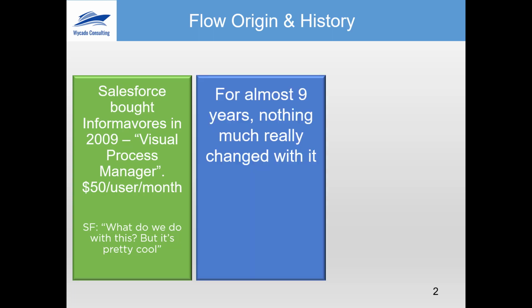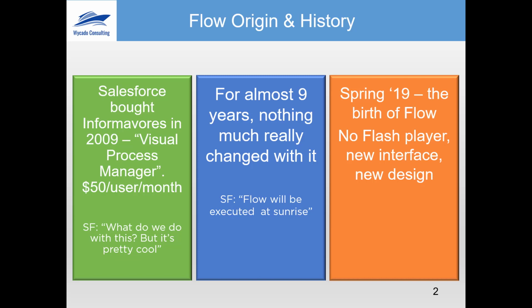Then, for almost 9 years, nothing much really changed with it. And software companies, when they make acquisitions like that and they don't do anything with an acquisition, you can pretty much assume they're going to get rid of it. And that's what we thought for a number of years. The attitude at Salesforce seemed to be, Flow will be executed at sunrise. And then Spring 19 hit. This is the third phase, the birth of Flow. No Flash player, new interface, new design, new everything. And then Salesforce seemed to think, Workflow and Process Builder will be executed at sunrise, and Flow promoted to Field Marshal. So that's kind of the history here.